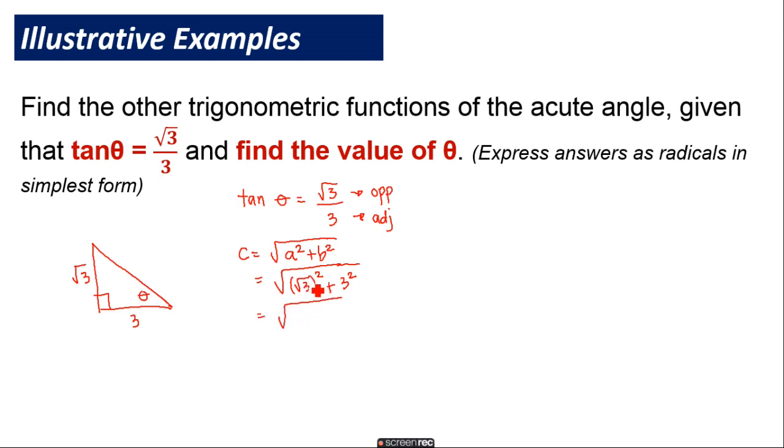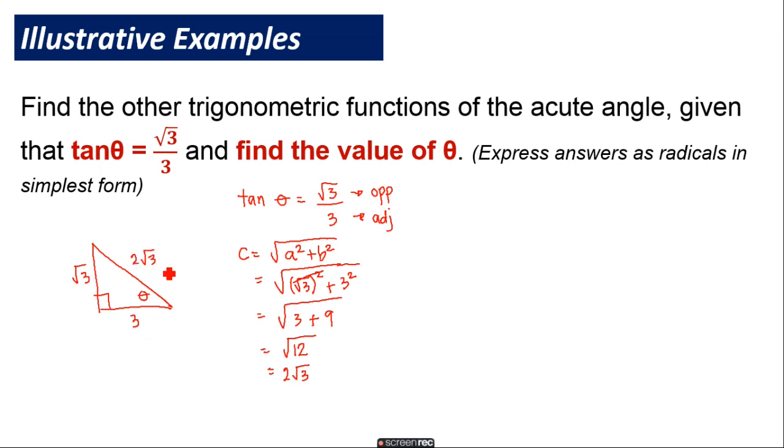Next, simplify. The square root of 3 times the square root of 3 is just equal to the square root of 9, or the square root of 9 is 3. Or simply we can cancel this out. So 3 plus 3 squared is 9, and that would be equal to the square root of 12. Further simplifying, the square root of 12 can be simplified as 2 times the square root of 3. So we have the hypotenuse 2 square root of 3.